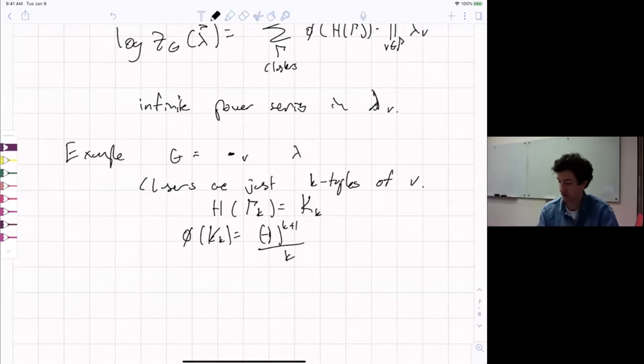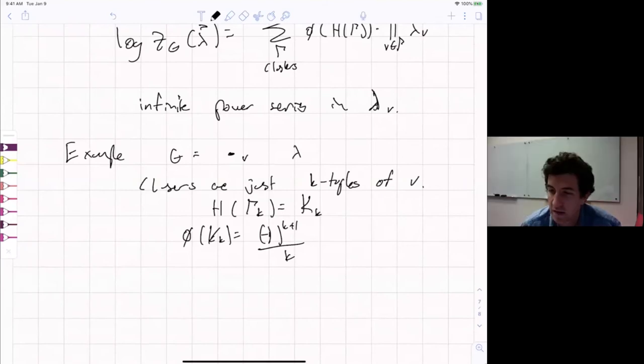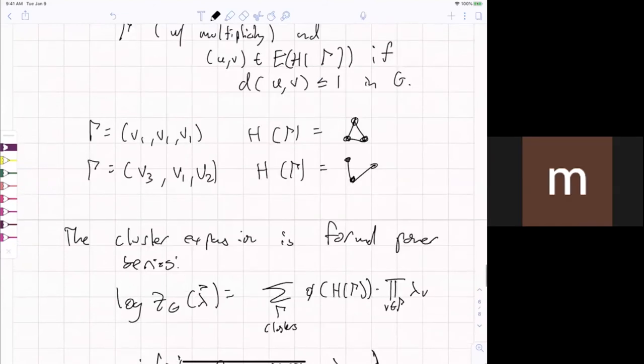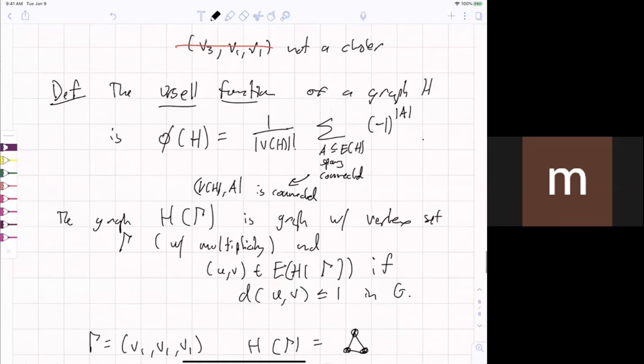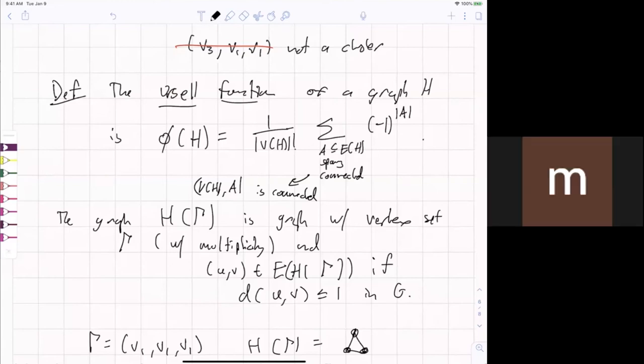Well, there is a question in the chat. Do you include isomorphic subgraphs in counting of your function? So which function, the Ursell function? It's all possible edge subsets, so you count them twice. If there are two isomorphic subgraphs in this Ursell function, then you count it twice. Yeah, it's really over subsets of edges.